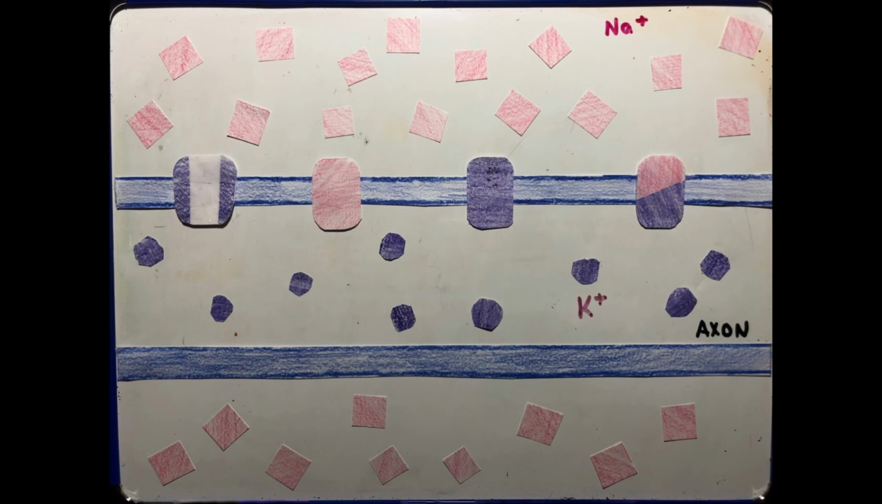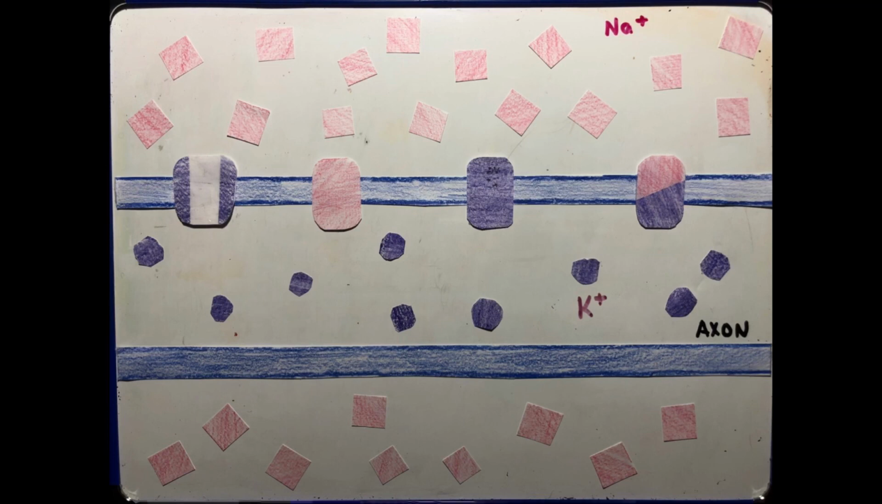When you take a closer look at the axon, you can see how concentration gradients and membrane transport proteins allow action potentials to take place. The pink squares represent positively charged sodium ions, and the purple dots represent positively charged potassium ions. As you can see, there are a lot more ions outside of the cell than inside of the cell.